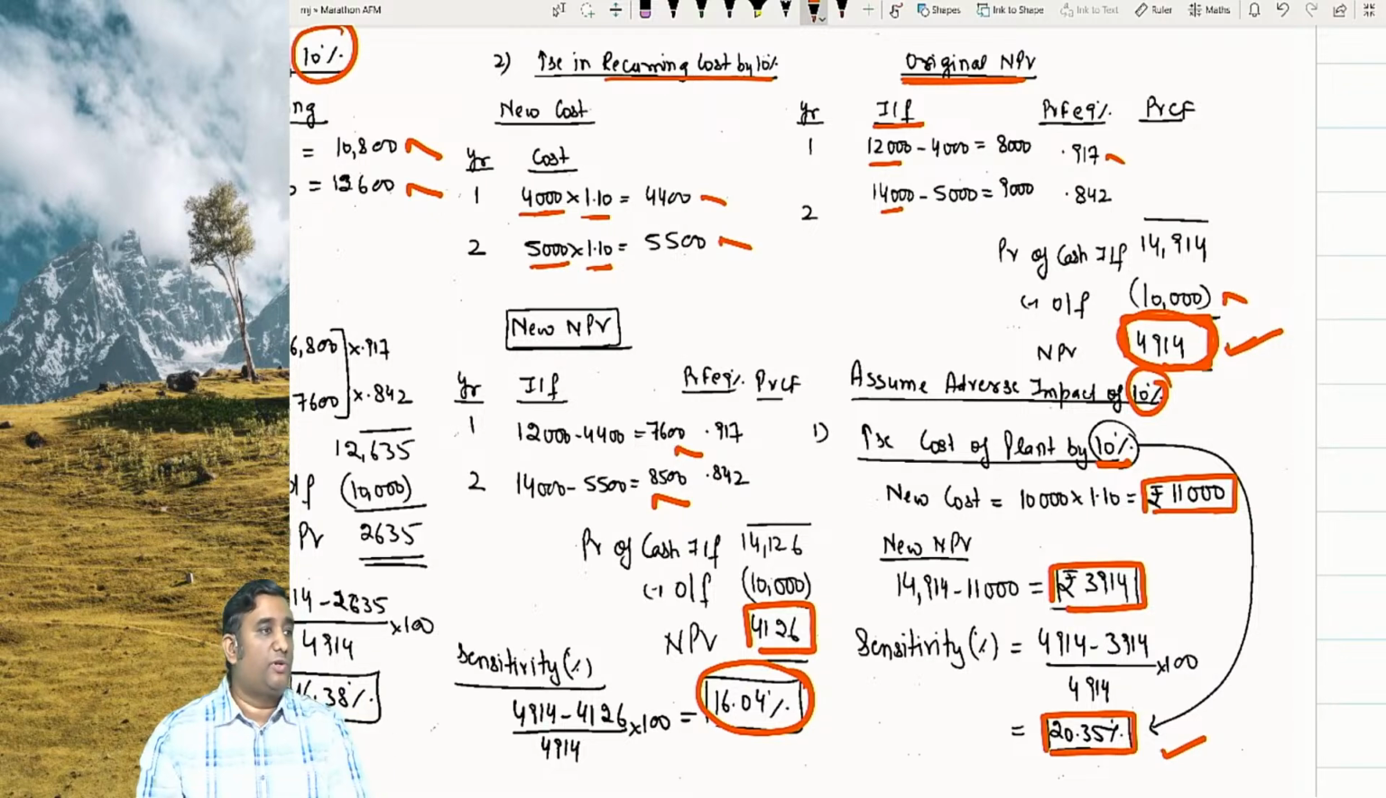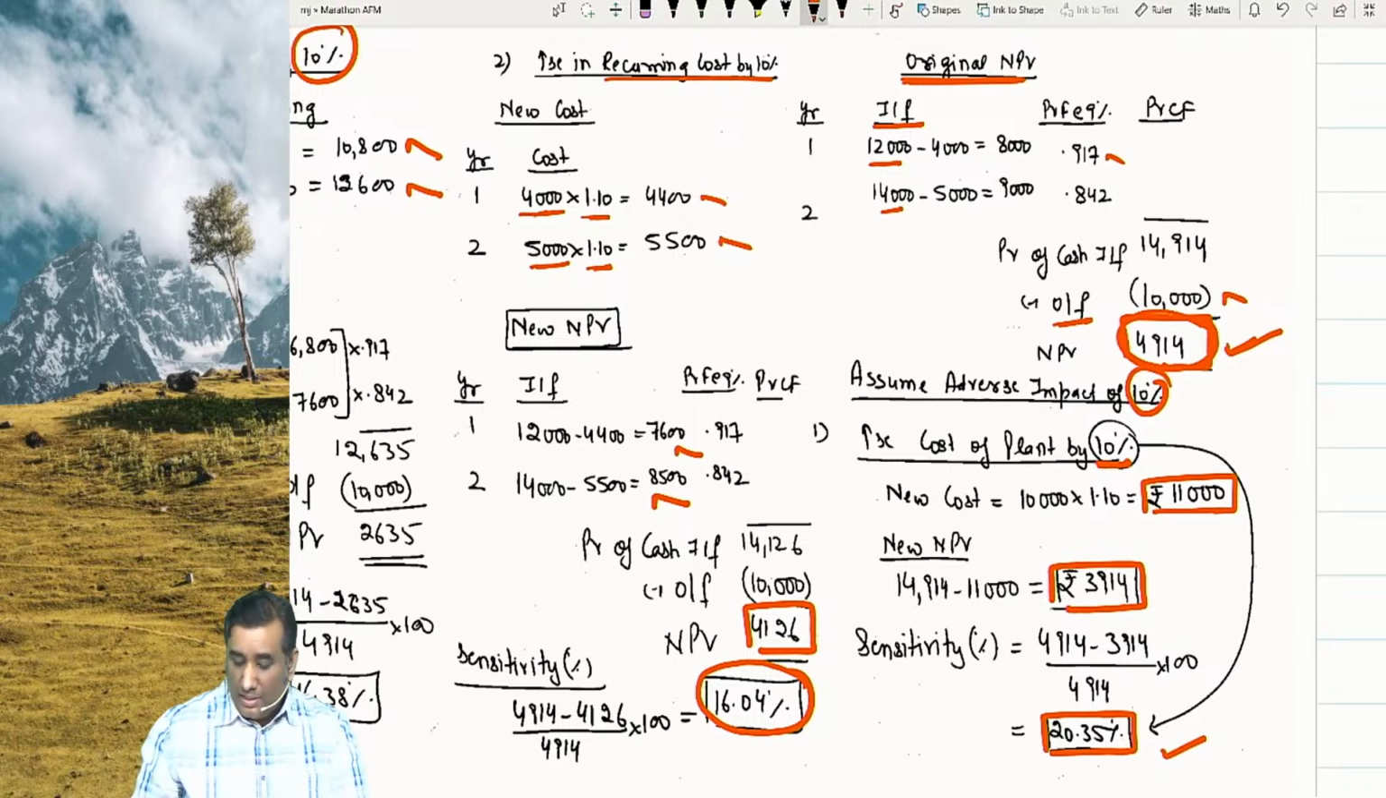My original cost was what? 10,000. If I increase my cost by 4914, my NPV would become 0. That means instead of 10,000 my cost becomes 14,914. Now how much is 4914 out of 10,000? 49.14. It means if I change my cost by 49.14 percent, my NPV will become 0.